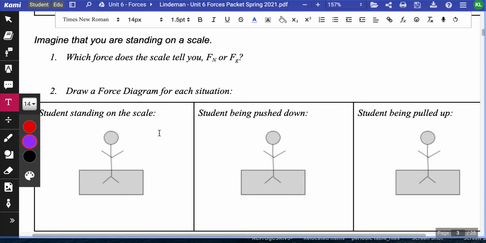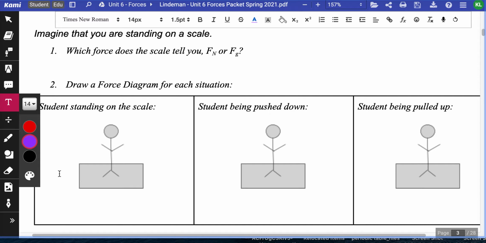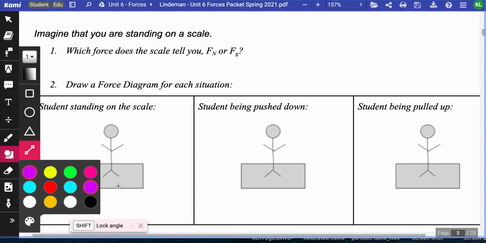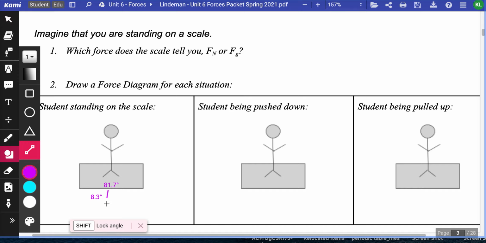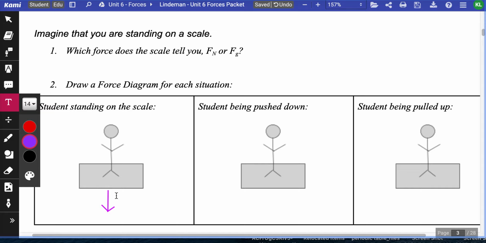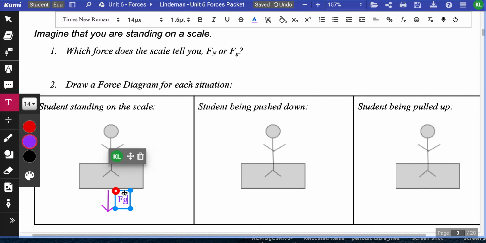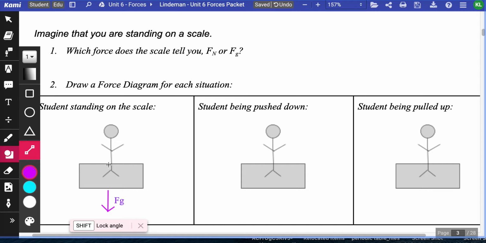Okay, so for this first one, student is just standing on a scale. So if you are just standing, you have no other forces acting upon you except for gravity force, because you're on planet Earth, and normal force, because you're being supported by another object. Okay, so I'm just going to draw those two forces. So this is FG. And then we have FN. And again, I'm trying to make these about equal.